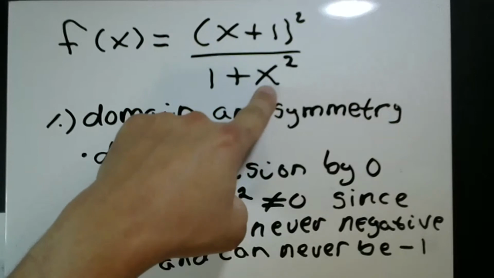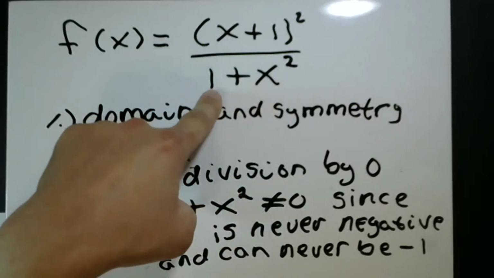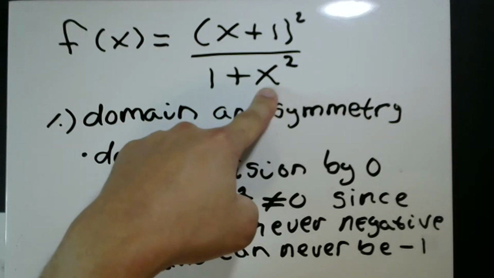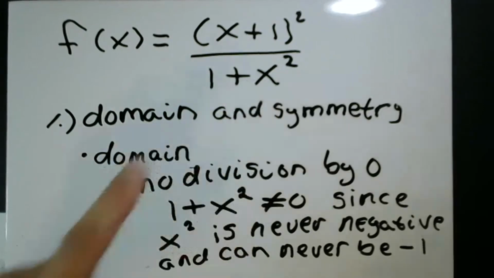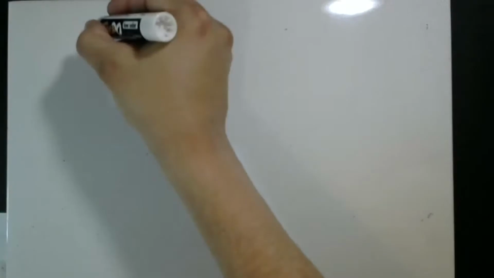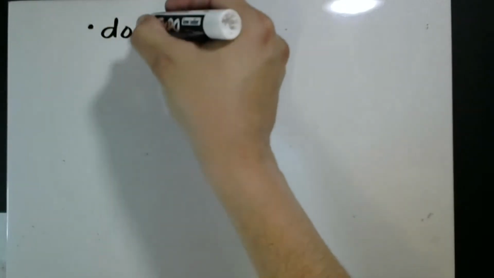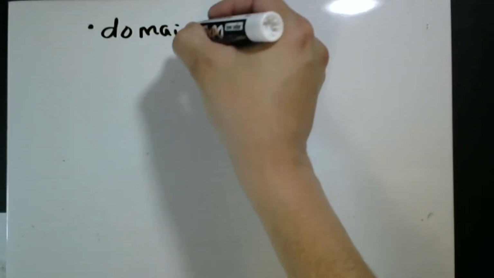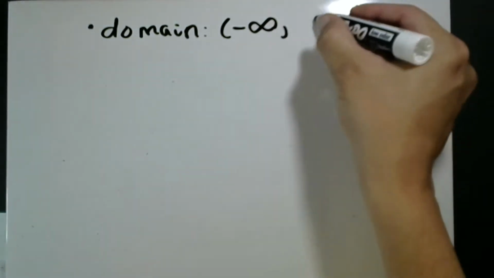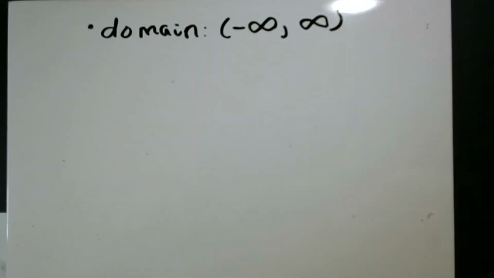This would have to be -1, and then -1 plus 1 would be 0. But there's no real number that you can square that becomes negative. Only with complex numbers or imaginary numbers is that the case. So what this says at the end of the day is the domain is negative infinity to infinity.